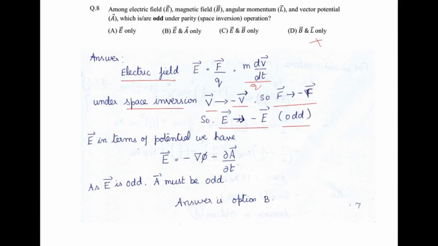So now we check for the potential. Electric field in terms of vector potential is E equal to minus del psi minus dA by dt. So here we know that already E is odd, so then A, that is the vector potential, must also be odd under parity space inversion. Therefore, E vector and A vector are odd under parity transformation. So the answer is option B.